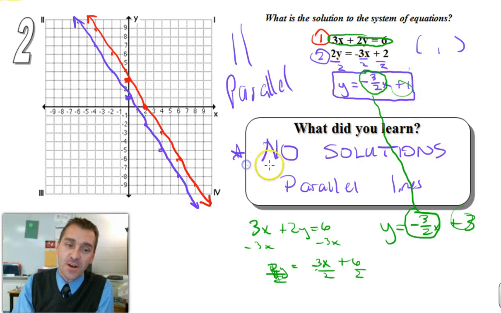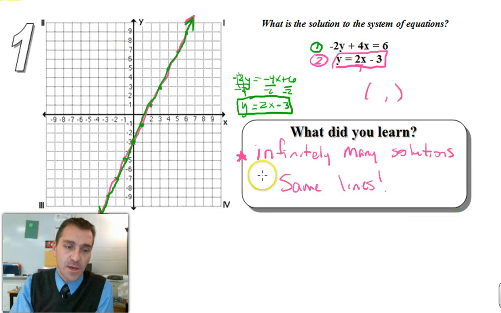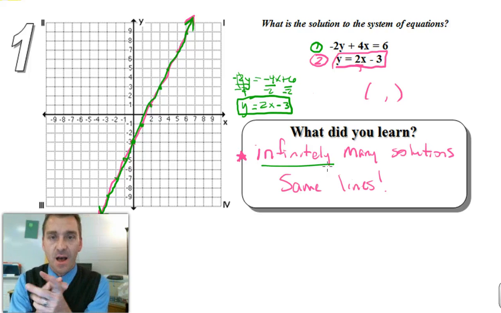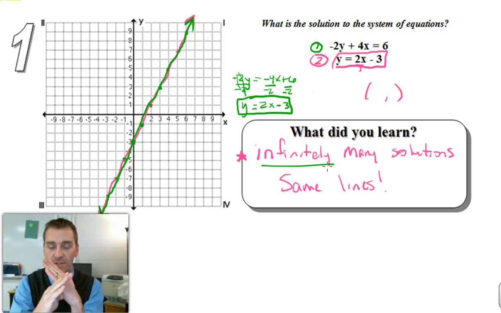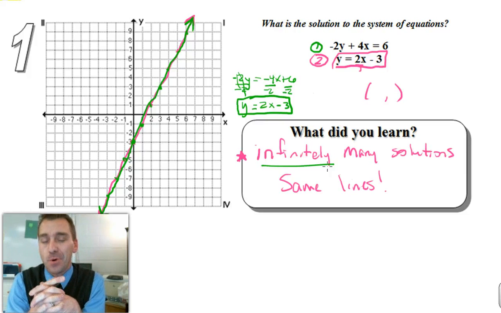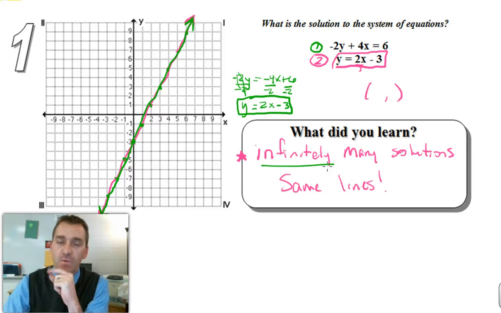So there you go. You got no solutions and infinitely many solutions. Rock and roll. There's our special ones. Again, like I said in class, 95% of the time, they're going to be ones that actually do cross somewhere, and they actually do have a solution, one ordered pair that works. But it is possible to have infinitely many and no solutions.